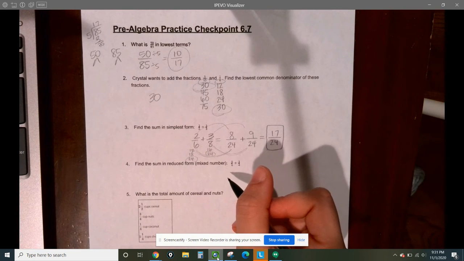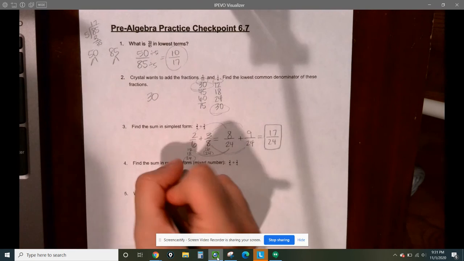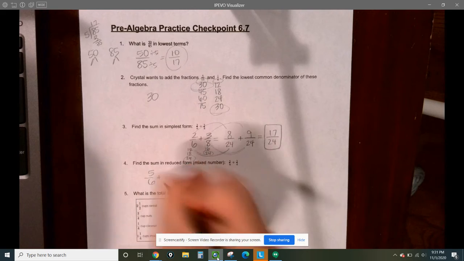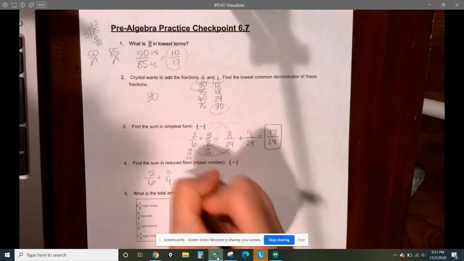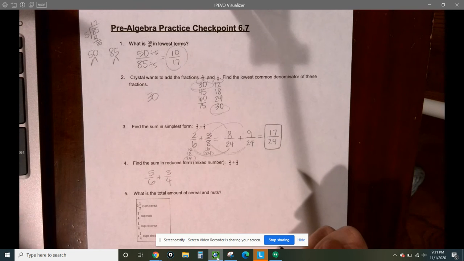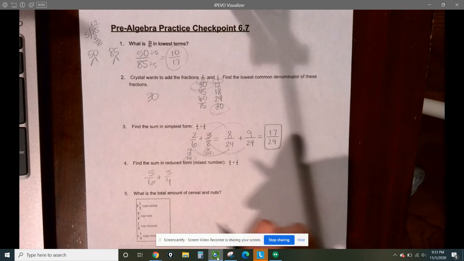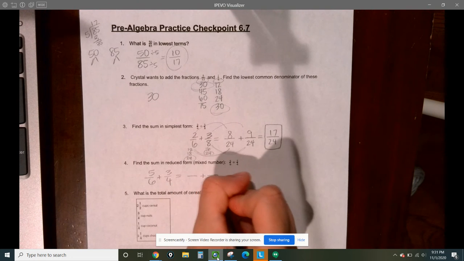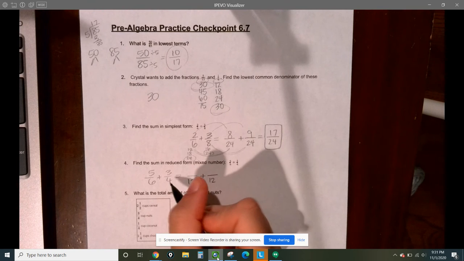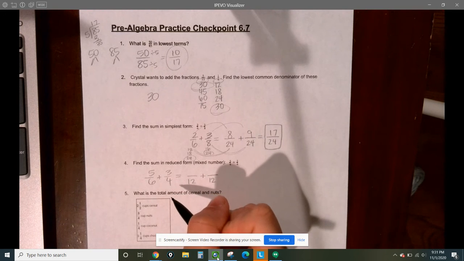Okay, number 4, find the sum in reduced form. And this time it's going to be a mixed number. So I have 5/6 plus 3/4. So again, I have to have a common denominator. So a common denominator for 6 and 4. I happen to know this one would be 12. You can make your lists of multiples here if you didn't know this one was going to be 12 and find that least common denominator.